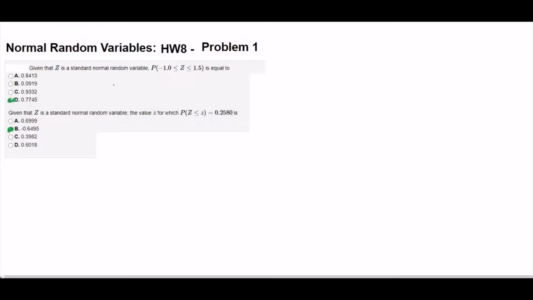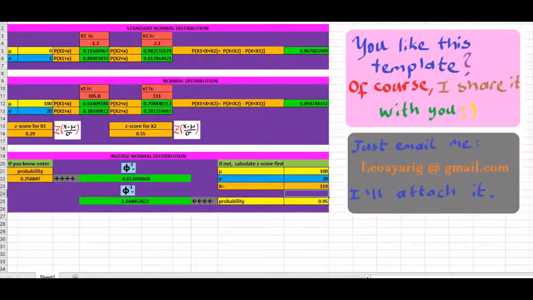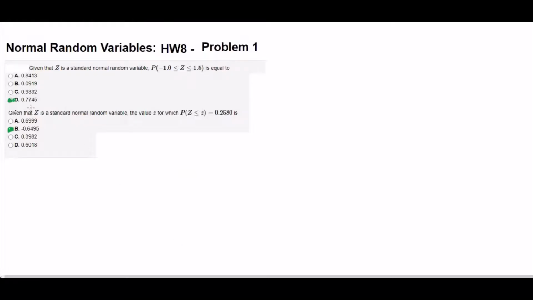Problem number 1. Given that z is a standard normal random variable, the probability that z is between -1 and 1.5 is equal to... For this, our Excel calculator can solve it. So z between -1 and 1.5 is equal to 0.7745. Part B is asking, given that z is a standard normal random variable, P of z less than or equal to z is equal to 0.2580, z is what?